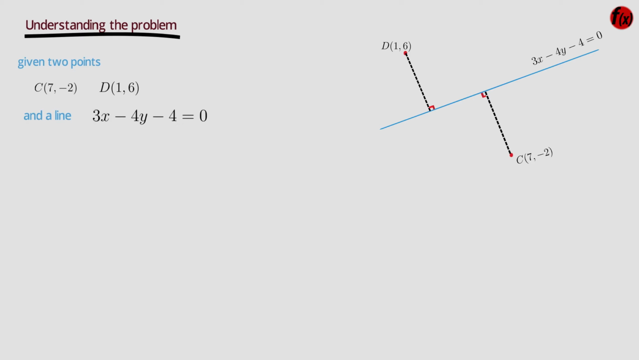We are given points C (7, -2) and D (1, 6), and the line 3x minus 4y minus 4 is equal to 0. We want to show that C and D are equidistant from this line.